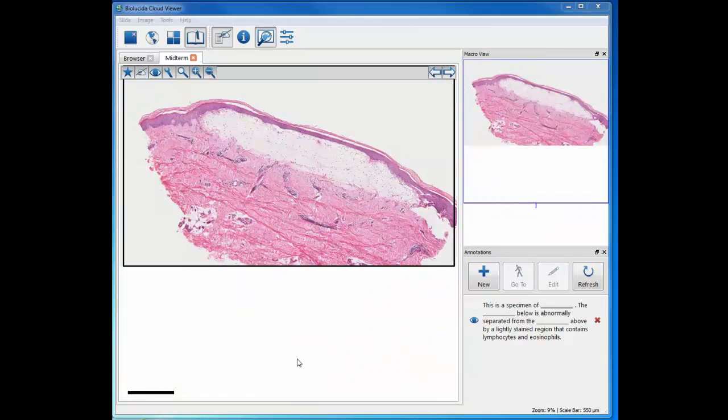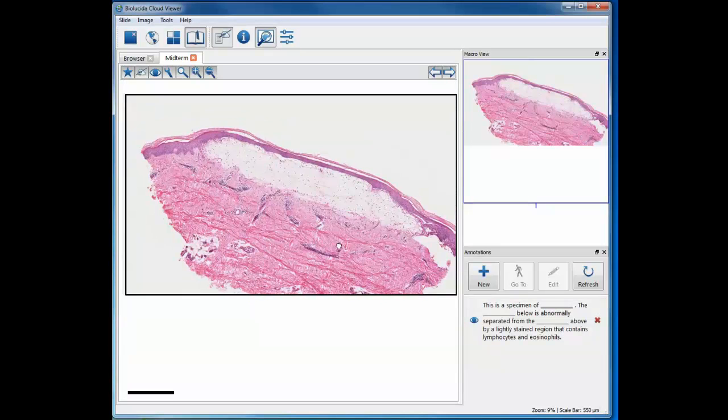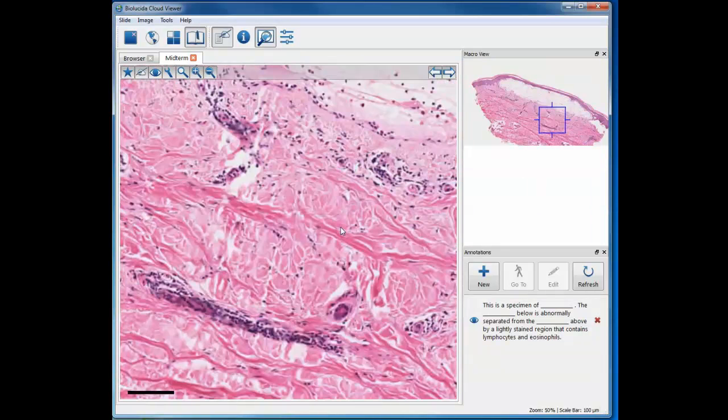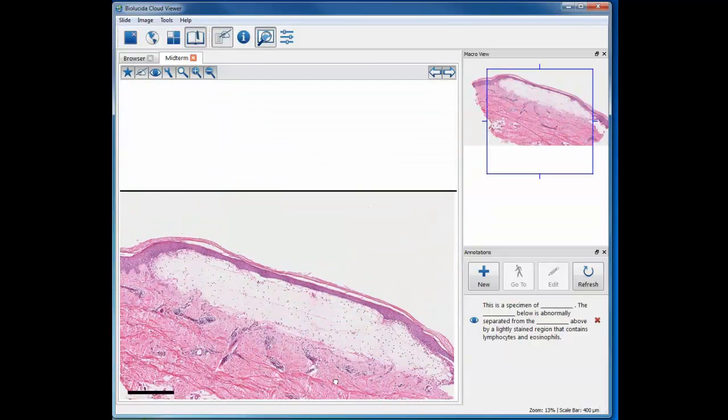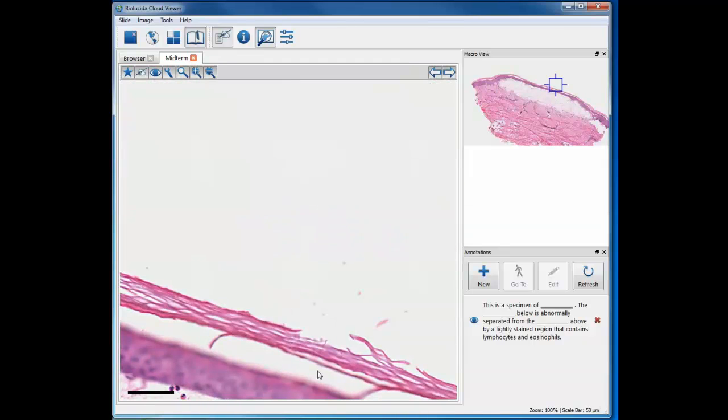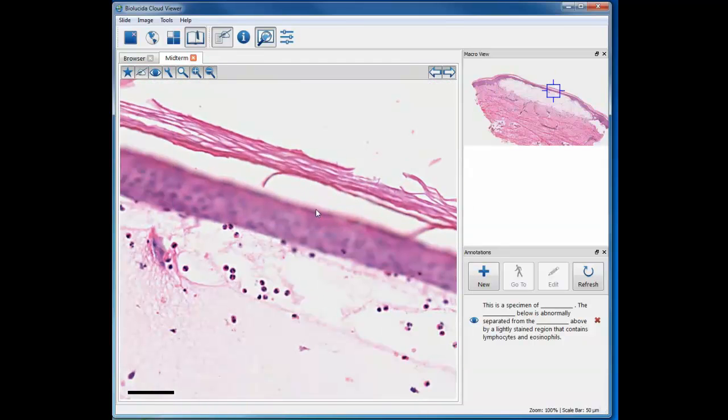This specimen is a blister. It's a blister of skin. The question asks, this is a specimen of, and the answer we wanted first was skin, and then the blank below, the dermis, is abnormally separated from the epidermis. If you zoomed in on that, you could see this is dense irregular connective tissue down here in the dermis. And up here you could see that this was stratified squamous keratinized epithelium.